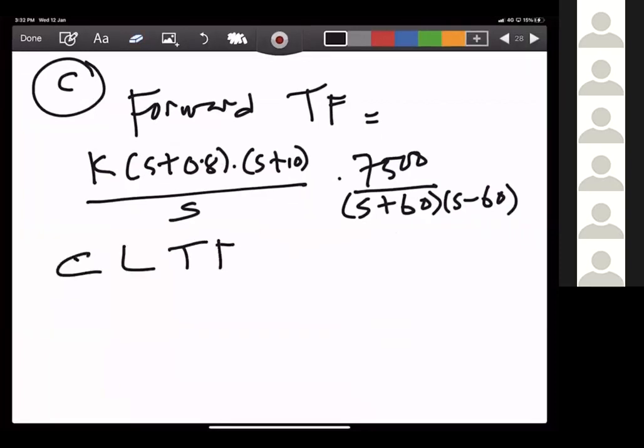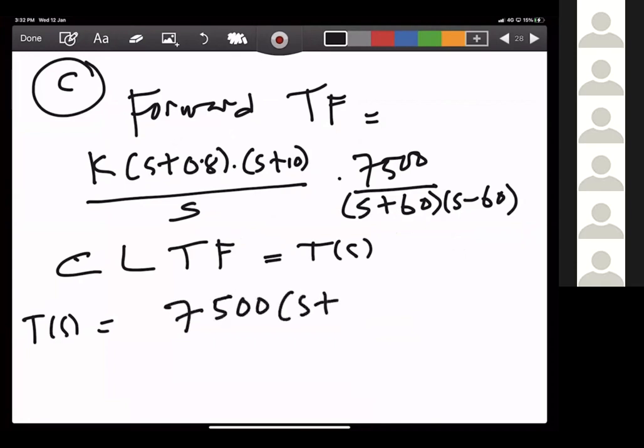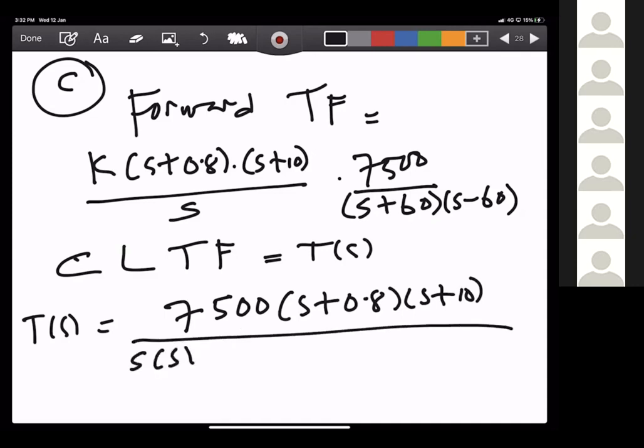Closed loop transfer function. 7,500 S plus 0.8 S plus 10 over S plus 15 S minus 60 plus 7,500.